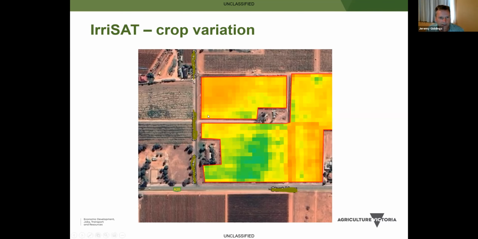Irisat is a free piece of software available to everyone throughout Australia on a range of any crop type, as long as you've got green vegetation. It doesn't work for red lettuce. It doesn't work if you put plastic over the top of your vines. But for any sort of green vegetation, it's fairly handy and a good introductory option to do that.